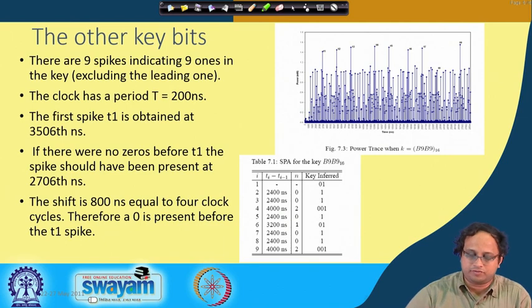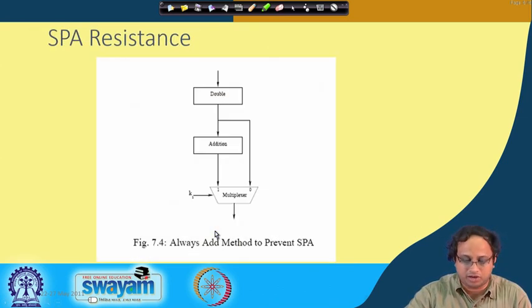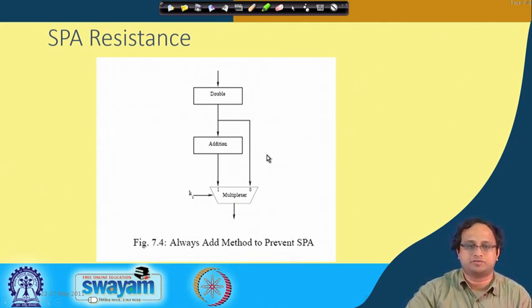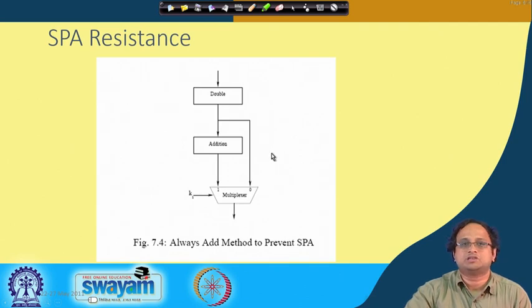Okay. So what we need to look into is how we can protect against these kinds of vulnerabilities, and the first resistance that we can think of is to develop an architecture where we always add, that means addition is always done, rather than in the previous architecture where we were doing a conditional addition. Only when the key bit was 1 was I doing an addition, but now I will change my strategy and say that I will always do at least a dummy addition.